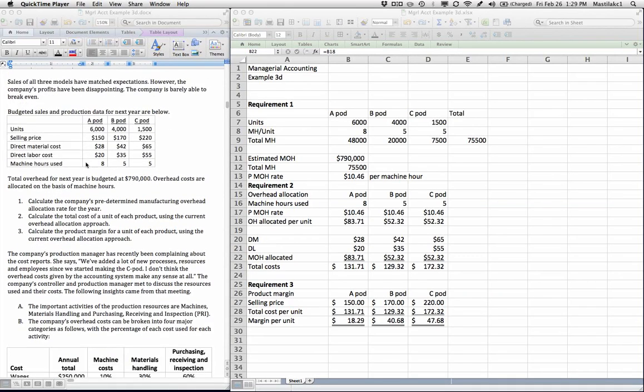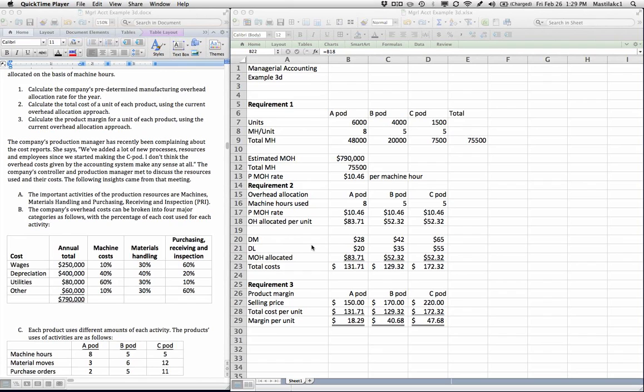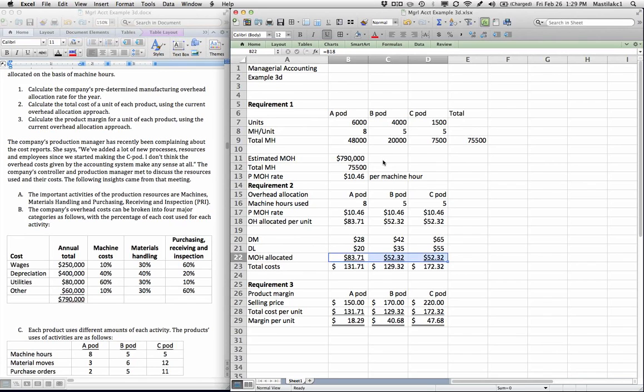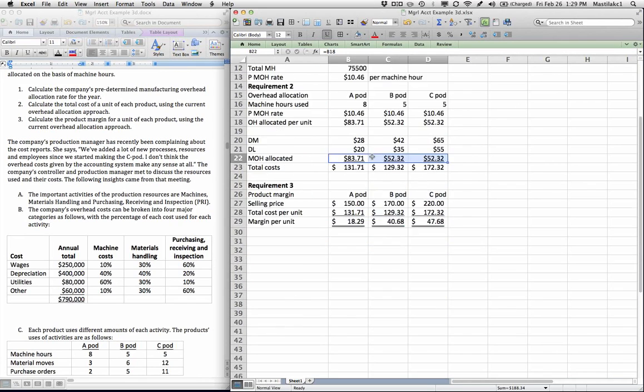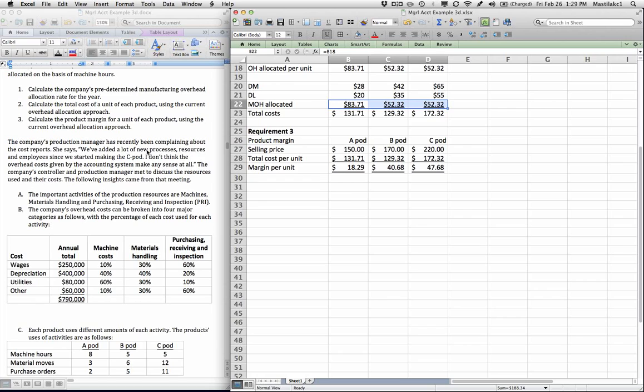Continuing example 3D. Now that we have an understanding of our overhead cost as the traditional accounting system would account for it, let's take a look at what the company does. They're still trying to understand profitability, and because the company is barely breaking even, they don't really think that their current understanding of cost per unit is necessarily the most helpful. And so what do we say?